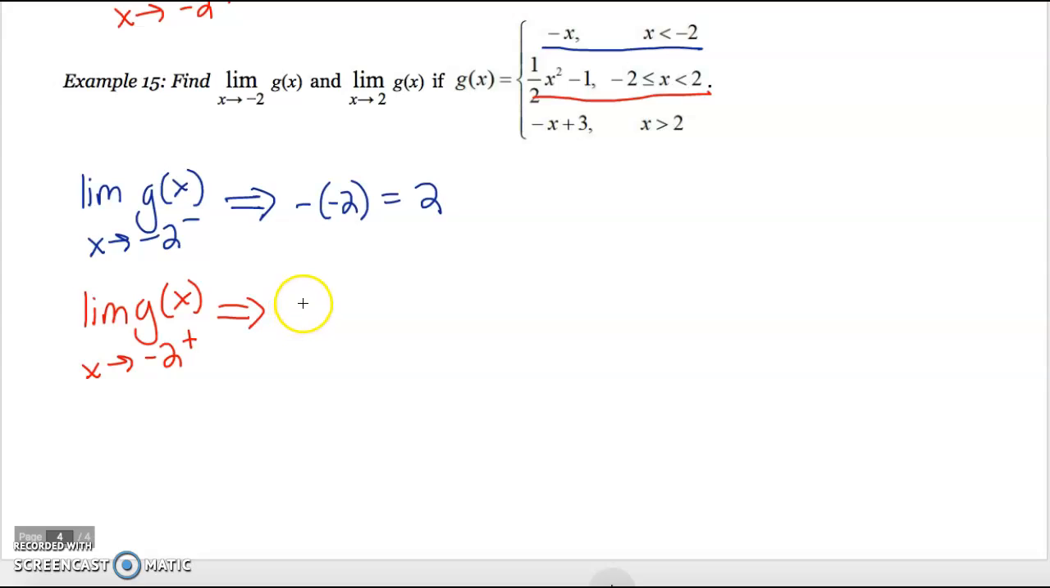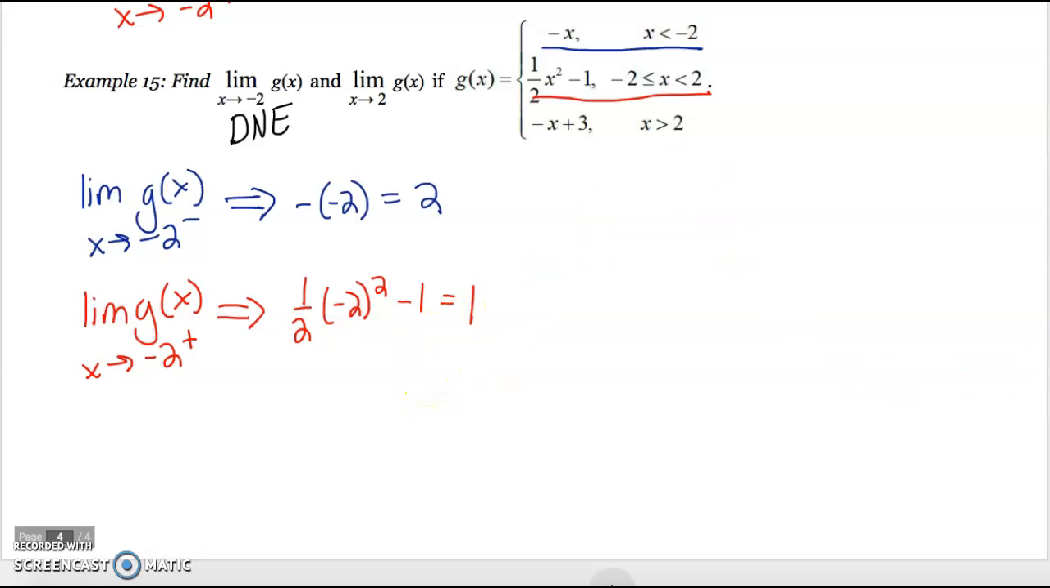So I'm going to go ahead and I have 1/2 times -2 squared minus 1, which gives me -2 squared is 4. 4 times 1/2 is 2. 2 minus 1 is 1. Okay, so then right off the bat, I can see that my general limit for -2, because my left and right hands aren't the same, would be DNE, because your left-hand limit does not equal your right-hand limit.